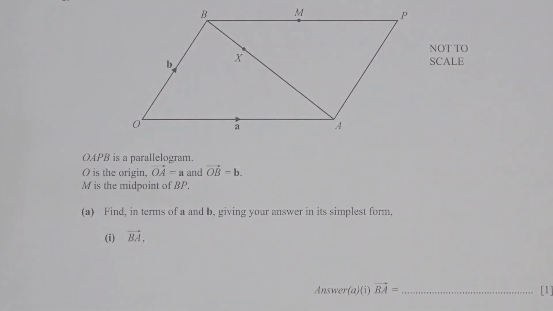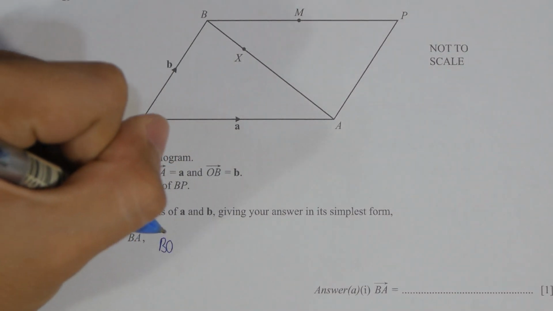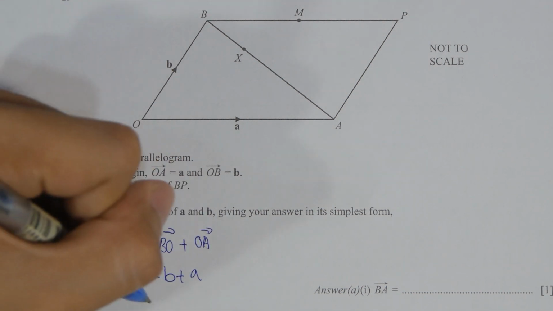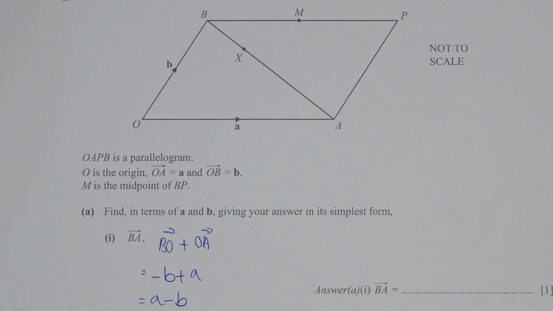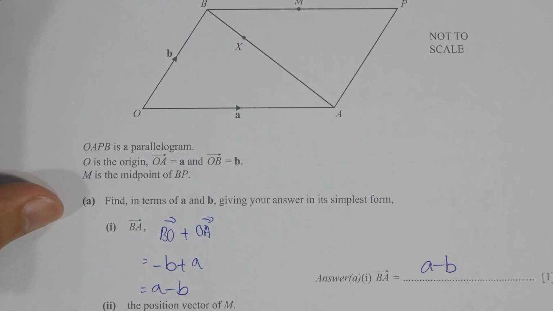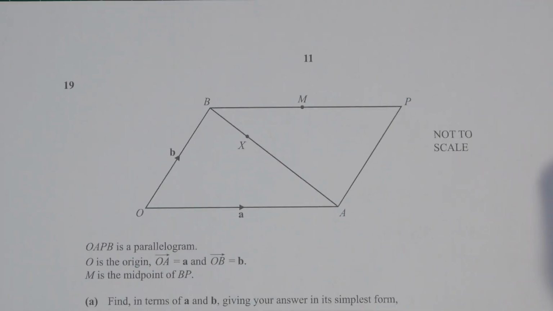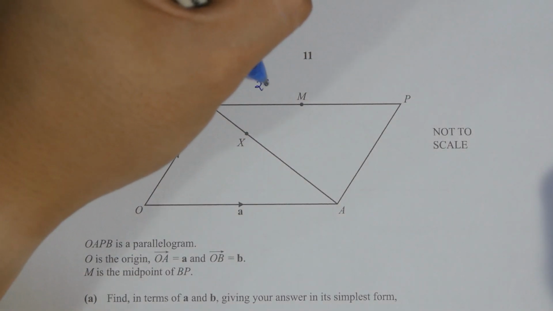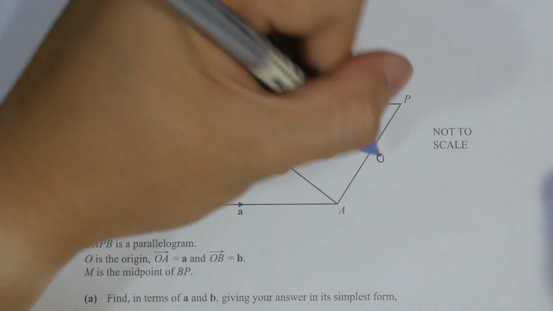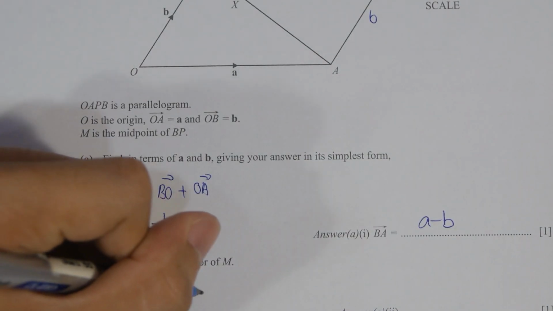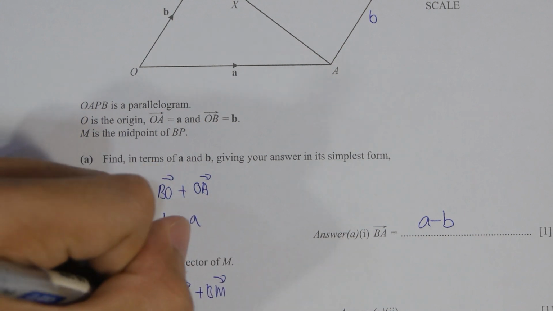For question 19a, BA's value will actually be BO plus OA. Okay, so before we start with the calculation, let's fill out the graph. So we have the information that M is the midpoint of PB. So BP will actually be equivalent to OA, because it's a parallelogram. Hence, PM's value will be half A and MB's value will be half A as well.